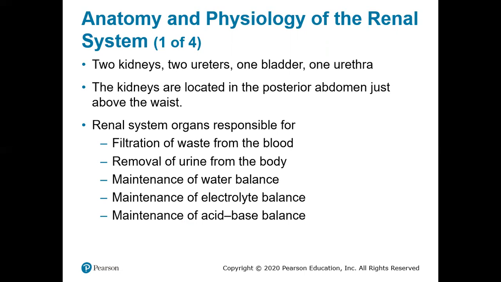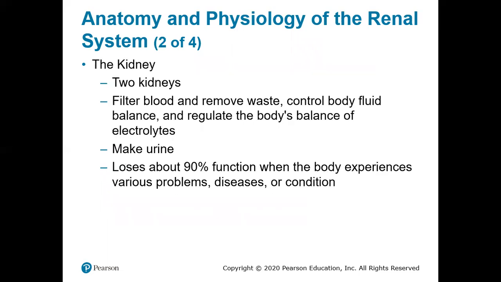Renal system organs are responsible for filtration of waste from the blood, removal of urine from the body, maintenance of water balance, maintenance of electrolyte balance, maintenance of acid-base balance. And those were the bullet points that started on 525 and continued to page 526.